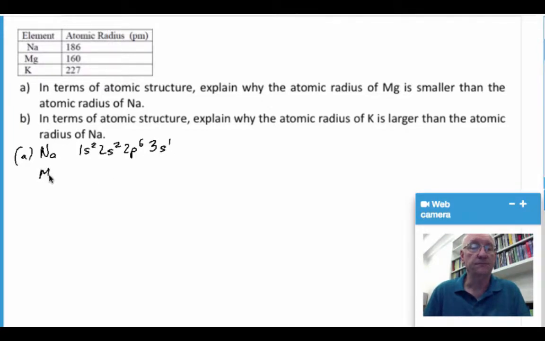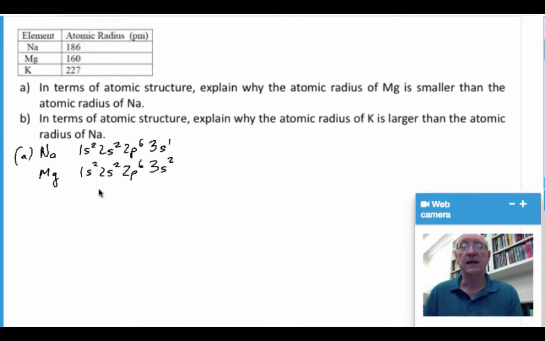Magnesium has the electron configuration 1s2, 2s2, 2p6, 3s2.